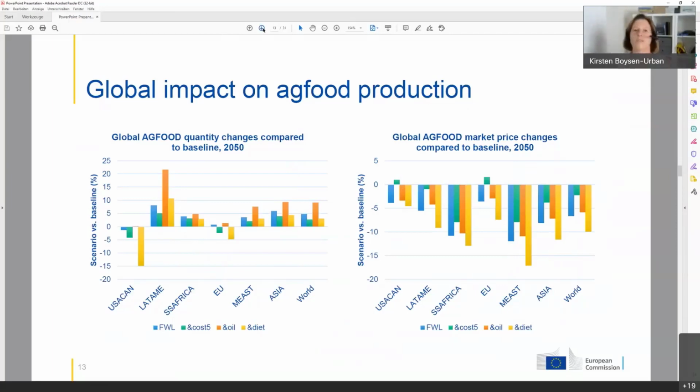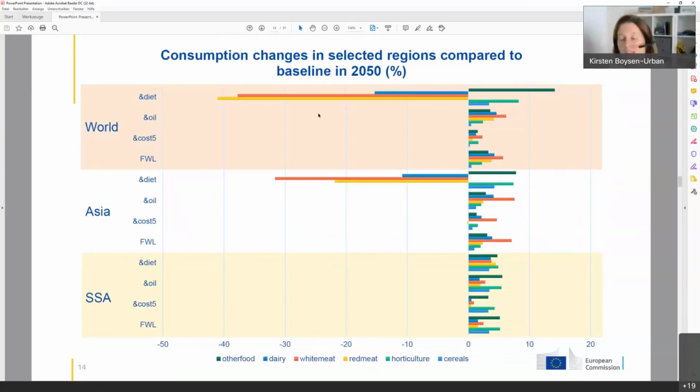Interesting to have a look at are also the consumption changes. And here we see, for instance, on the bottom, Sub-Saharan Africa, where we can see that Sub-Saharan Africa is excluded from dietary changes, so that we see in the diet scenario that particularly consumption of other food, dairy and white meat is increasing, which would contribute to an improved diet in these regions, while we see in the diet scenario that in all other regions there's a decrease in the consumption of these products.